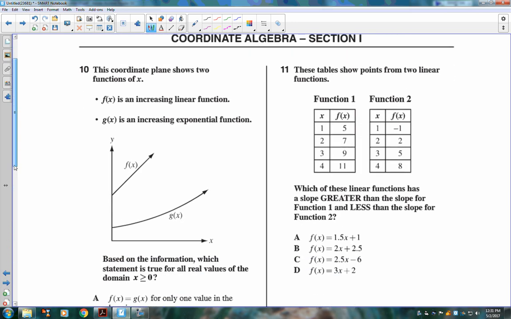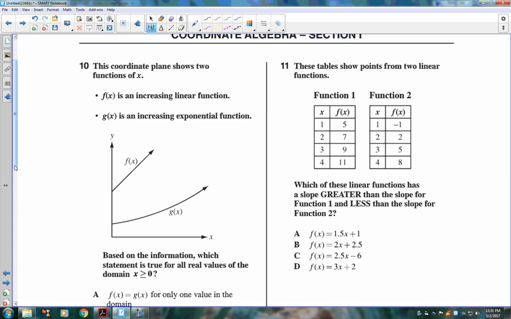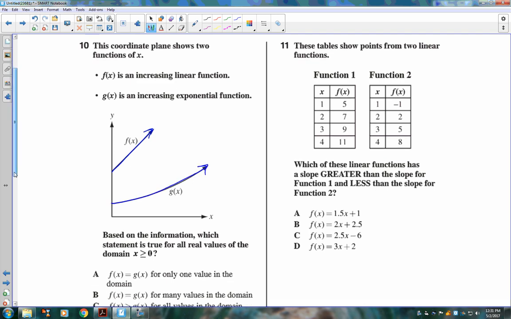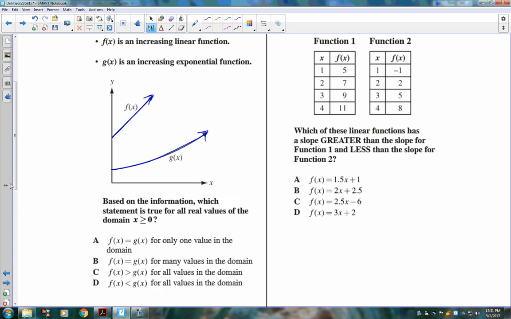Okay, we're at number 10. It says this coordinate plane shows two functions of x. F of x is increasing. All right, so this is my linear function. This is an exponential function. It says based on the information, which statement is true for all real values of the domain where x is greater than or equal to 0?